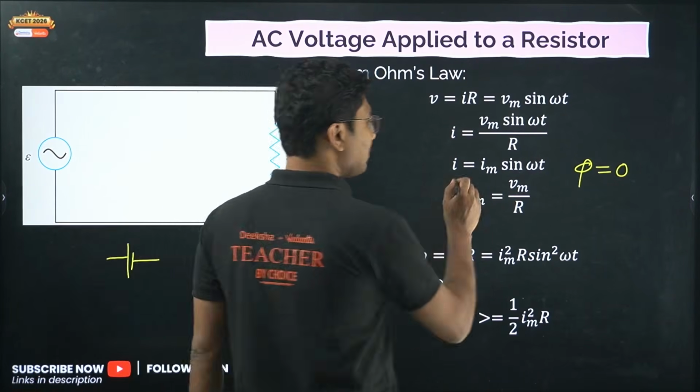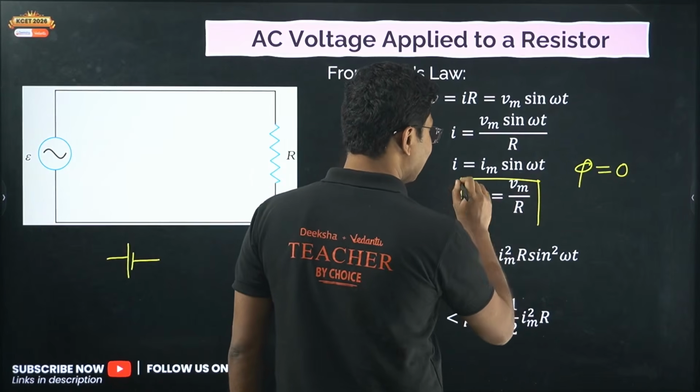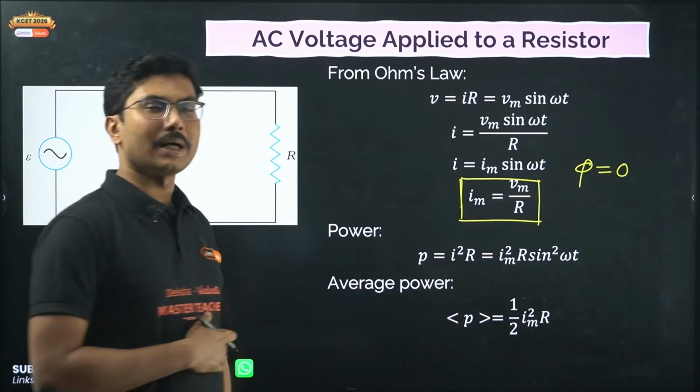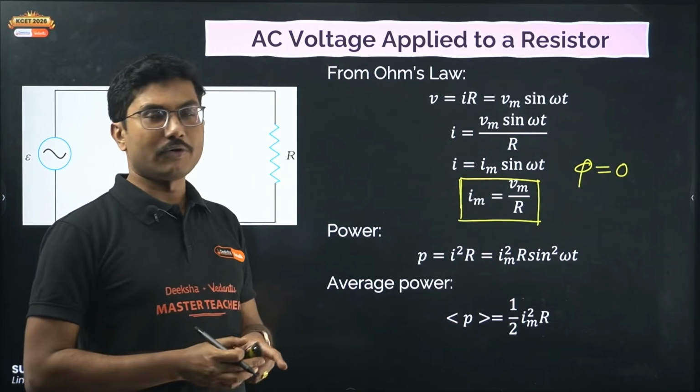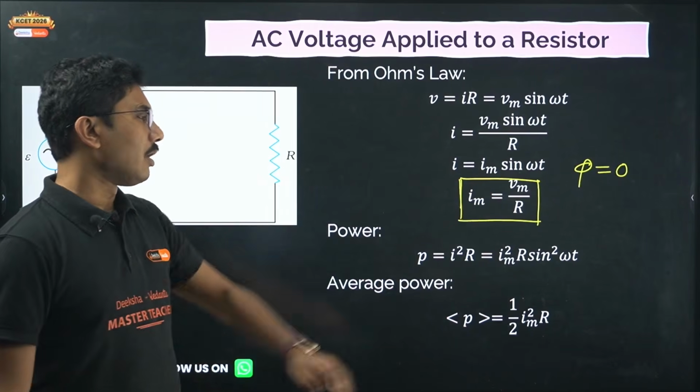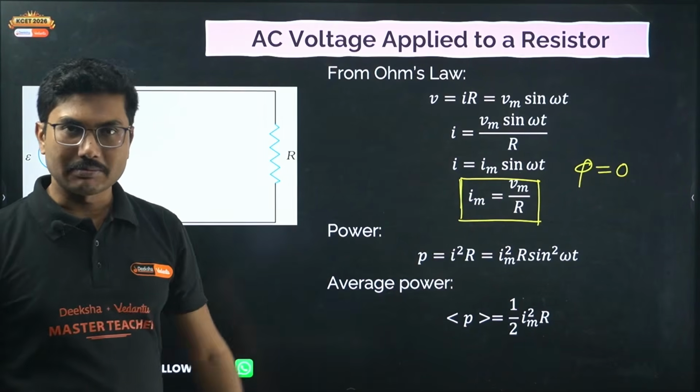So Im is the maximum current. It is the same as our DC case. Only for maximum current we can use this formula to calculate the maximum. From maximum voltage we can calculate the maximum current.